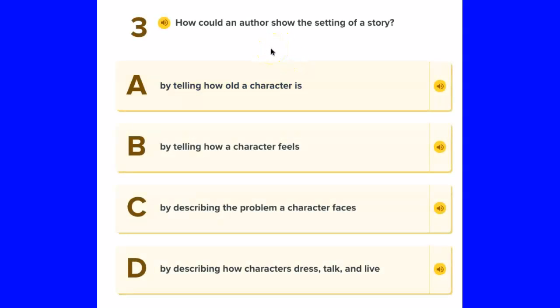Three, how could an author show the setting of a story? By telling how old a character is? By telling how a character feels? By describing the problem a character faces? D, describing how characters dress, talk, and live. And I think D is the answer. And we saw that in the video where Annie and Moby are in the wagon and they're having horses and they're dressed kind of, what did she say, prairie-like. So we'll go with D.